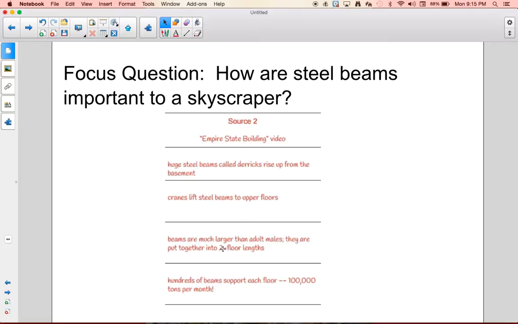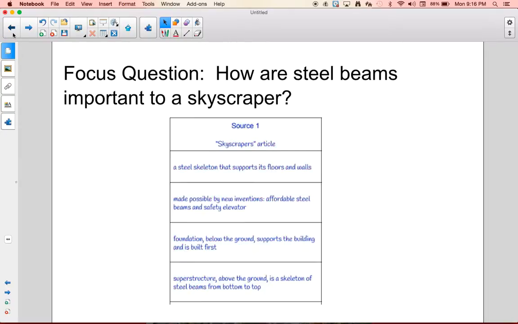The beams are much larger than adult males. They are put together in 2 floor lengths. So that just shows that the steel beams are very strong and that they can support the height and weight of the skyscraper. And then finally, hundreds of beams support each floor. 100,000 tons per month of steel beams are used. So again, that shows that steel beams are really important to the structure of the skyscraper.